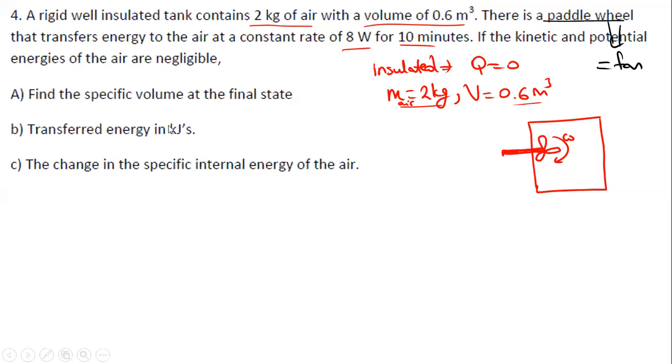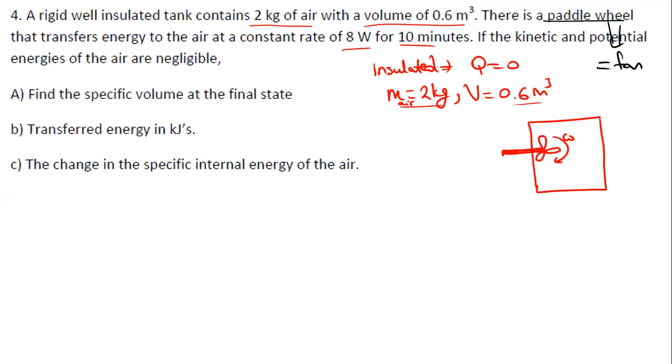This is the first step. Then, the transferred energy in kilojoules, and the change in the specific internal energy of the air. This is a very good starter example for fluid thermodynamics, so it gives an understanding of what's going on in thermodynamics.